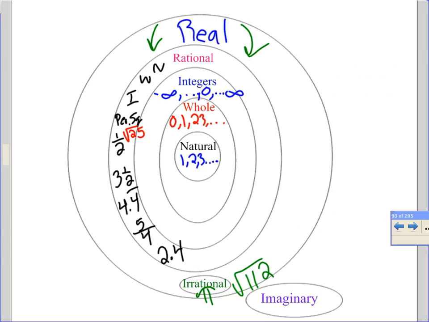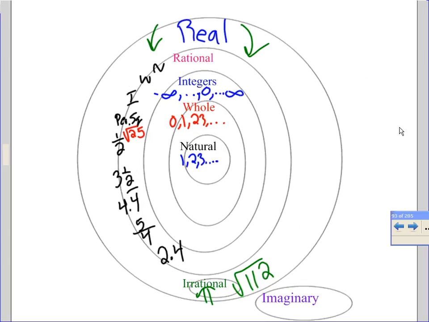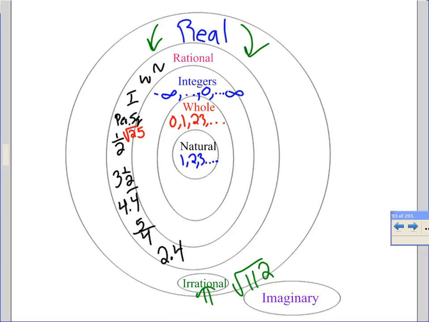Okay. Imaginary goes inside this little circle here. So all I want you to do, for imaginary, is write down i is equal to the square root of -1. So we use i, which is an imaginary number, to represent that there's a negative inside a square root.